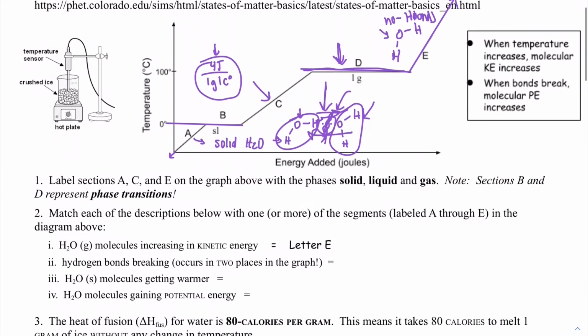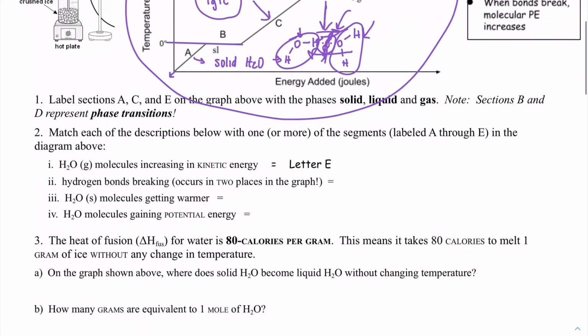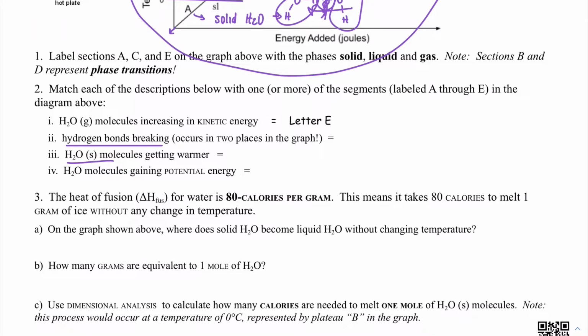The rest of the document here, you are to think about this phase diagram for water. So where things are happening. Hydrogen bonds breaking happens in 2 places. We talked about that. Water solid getting warmer. Molecules gaining potential energy. So in this one, you need to think about chemical potential energy versus kinetic energy. Kinetic energy is the movement of the molecules, so the vibration of them, versus potential energy is the bonds.